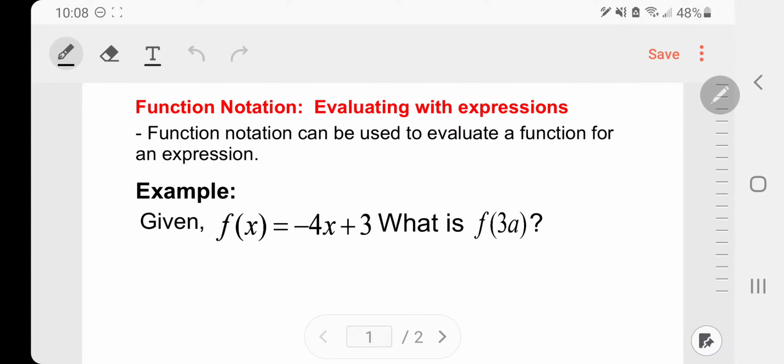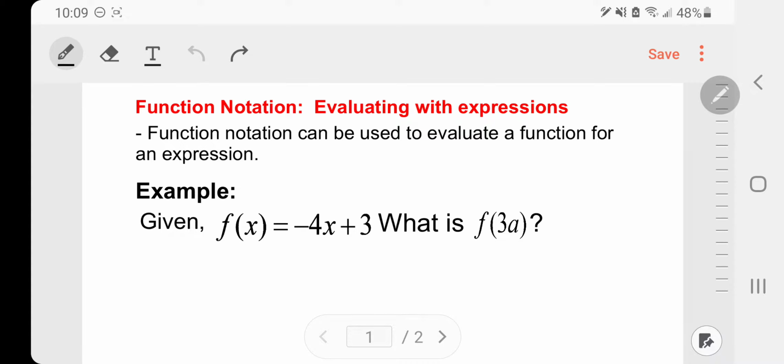Hey everyone. In today's lesson, we're going to take a look at how to evaluate function notation when you're given an input with an expression, so an expression input. Okay, so when you're given an expression input like we see down here, f of 3a, you're inputting an expression into your function just like you would if it was a regular numerical value, except instead of having a numerical output, you're going to have an expression output.